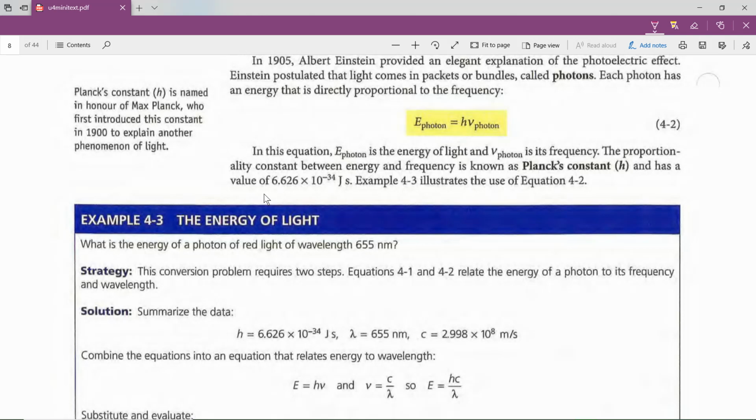And the value for Planck's constant, not prank, that'd be, I don't know, playing a joke on someone.